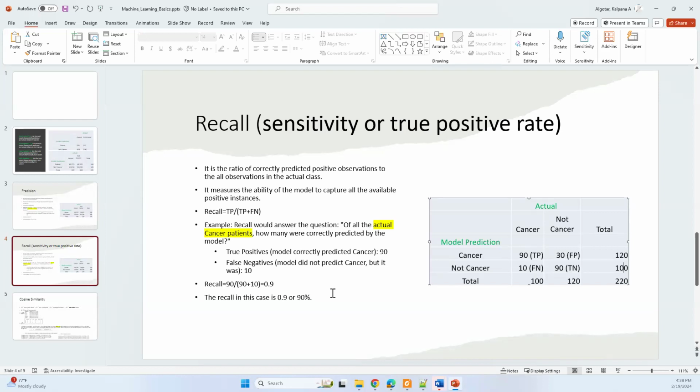Recall you can call sensitivity as well as true positive rate. I hope this tutorial will clear up what precision and recall are.